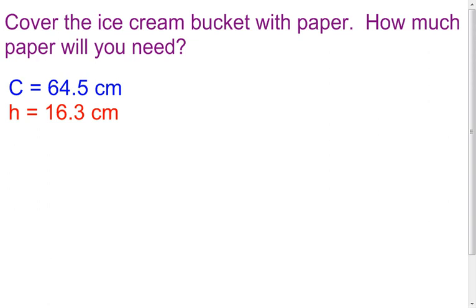Now I can use that information to help me find the surface area of my bucket, so I know how much paper I need. Well, I think back to the circumference. I know that circumference is equal to 2 times pi times the radius. Then all I have to do is plug in what I know. I know that 64.5 is equal to 2 times pi times r.